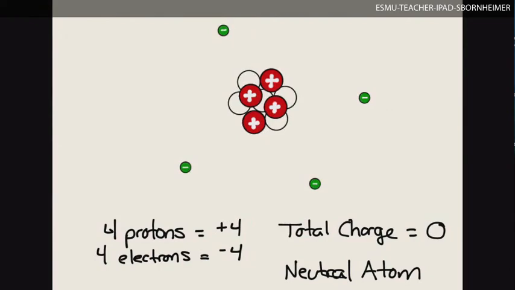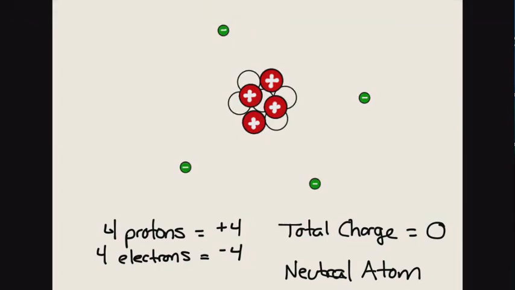Okay, so that's what we're dealing with here. 4 protons, 4 electrons, total charge is 0. This is a neutral atom. Now, let's take a look at, I'm going to copy this slide. And if you can't copy it, that's fine. Hang on. I'm copying this.